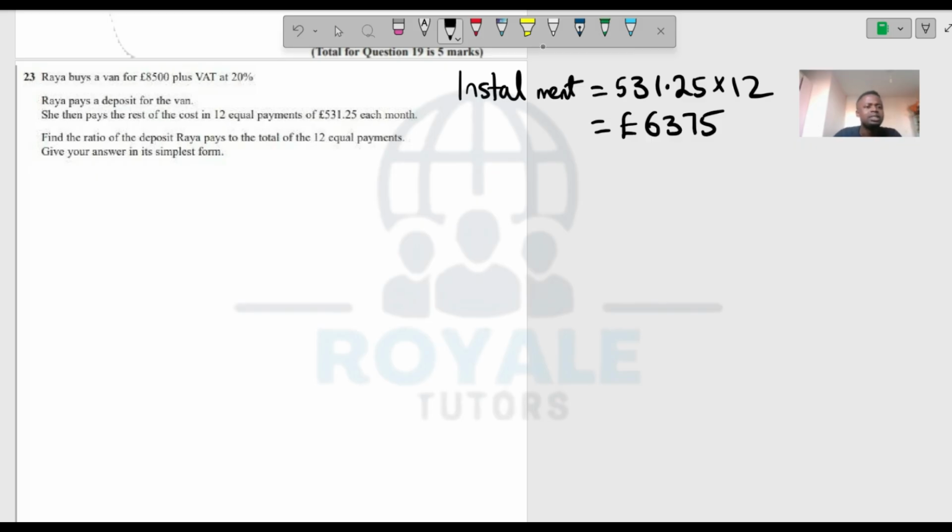However, look at this. They said the van is 8,500 plus VAT. So we need to add 20% VAT to it. The price of the van is 8,500. However, we need to add 20%. So the total cost price of the van is going to be the amount for the van plus the VAT. The VAT is always 20% of this.